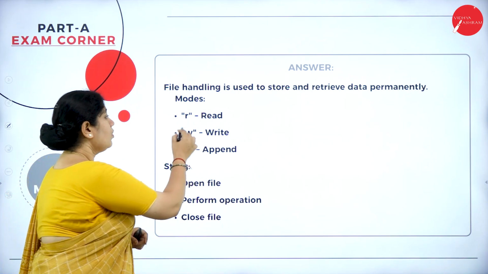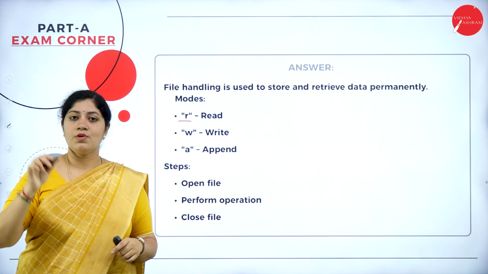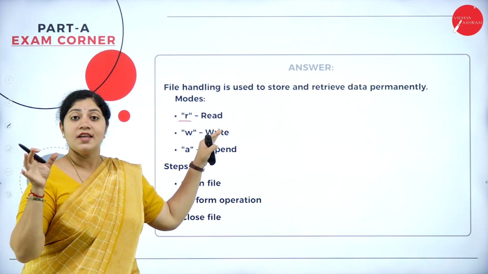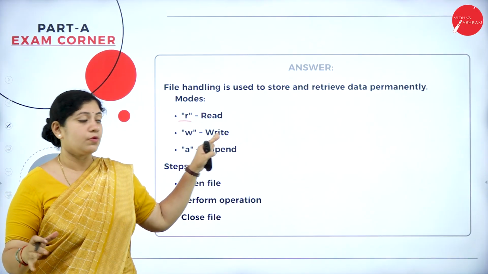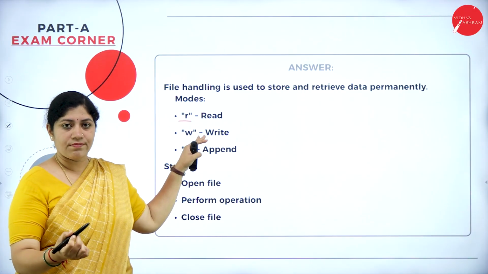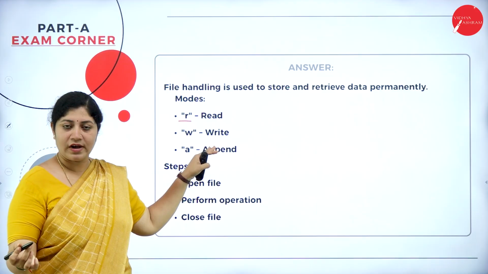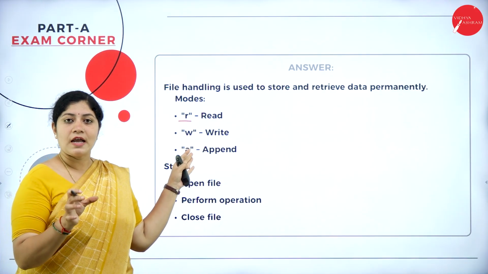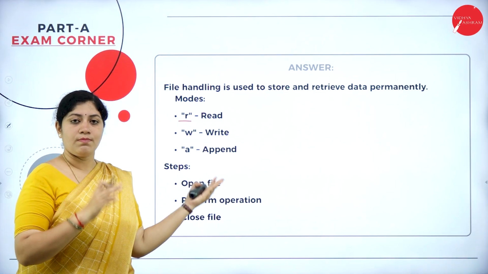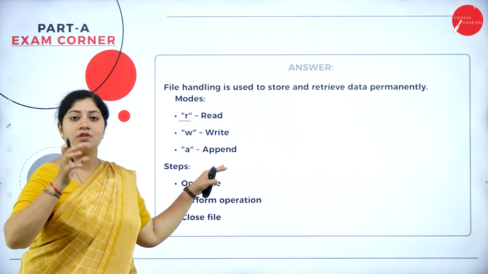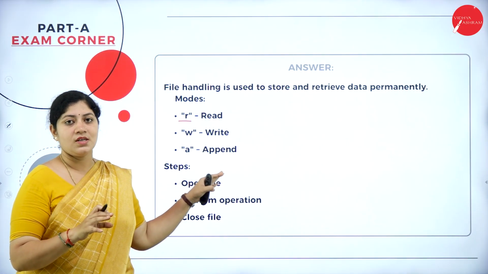If I mention an R mode along with a file, then it is considered by the system as a simple read mode. Next, if a W is mentioned along with the file, then it will go with a write operation. Next, if a file is mentioned along with a, then it says that the information of the string has to be appended into it.